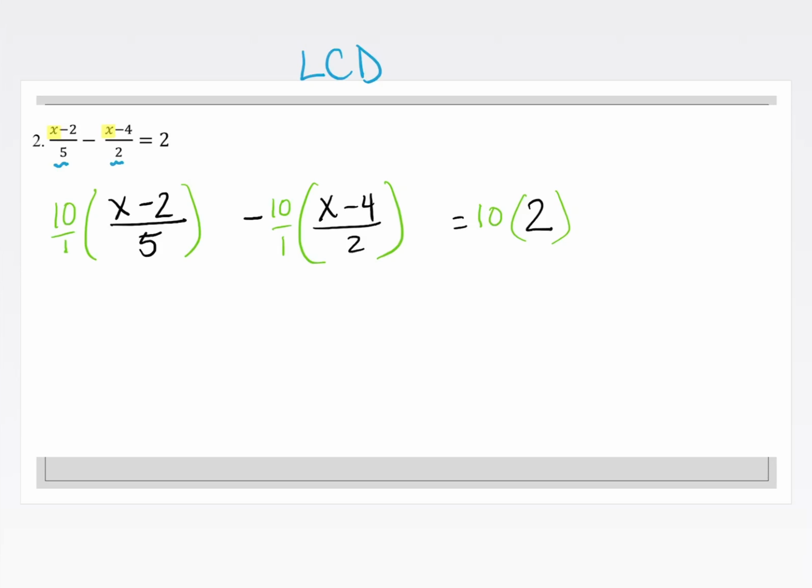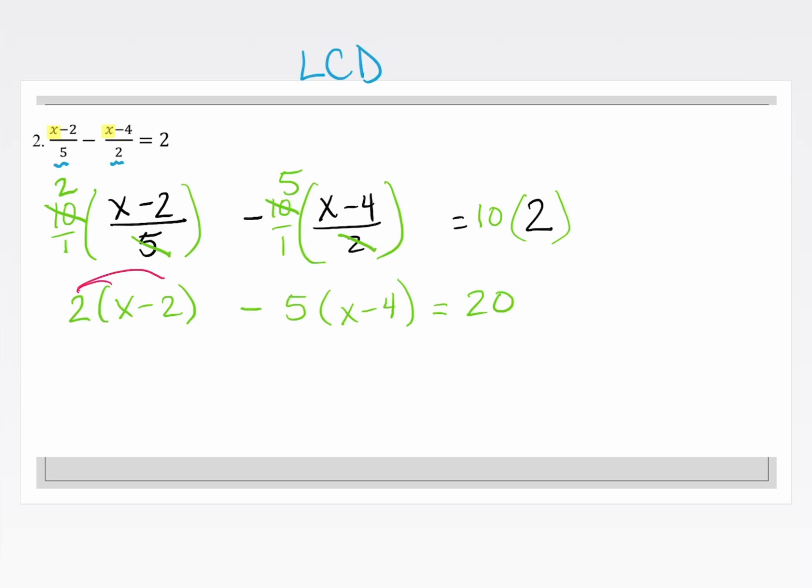So we have this 10 divided by 5. 5 goes into 10 2 times. And with our second part, 2 goes into 10 5 times. So we can simplify that way. Now we don't have any fractions, we don't have any denominators that we're dealing with. So we simply have 2 times x minus 2 minus 5 times x minus 4 equals 10 times 2, or 20.